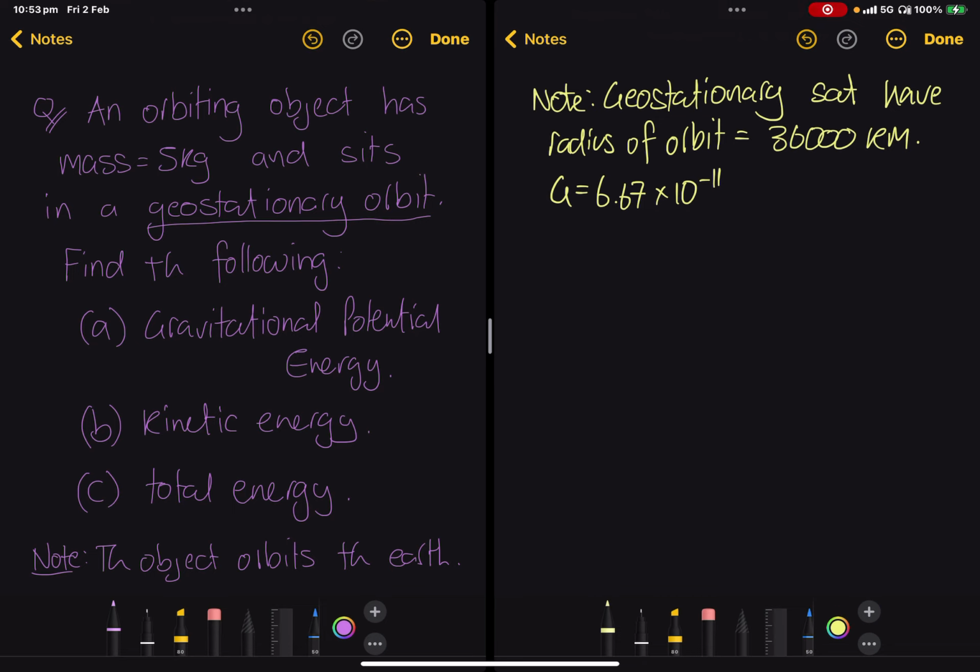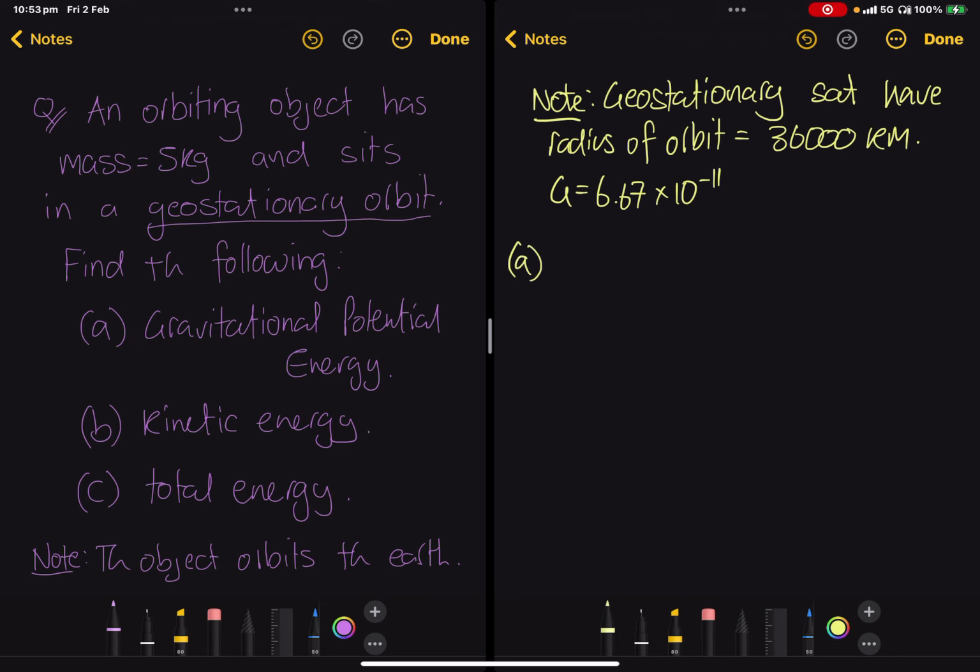The first note we're given is that the object orbits the Earth. So we need to identify some things before we can answer this question. The first thing that we need to identify is that a geostationary satellite has a radius of orbit of roughly 36,000 kilometers. So this is a piece of information you need before you can answer the question. We also know that G, the gravitational constant here, is going to be 6.67 times 10 to the minus 11. So now let's try and calculate some of these.